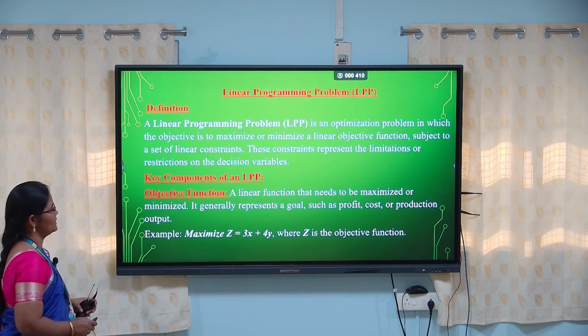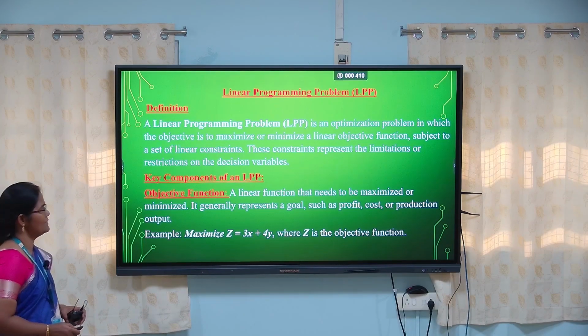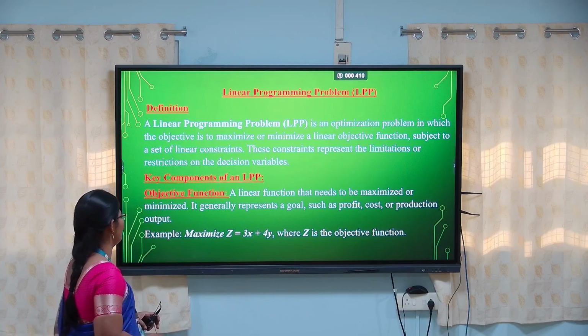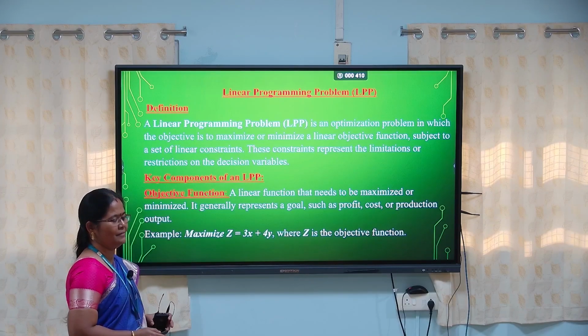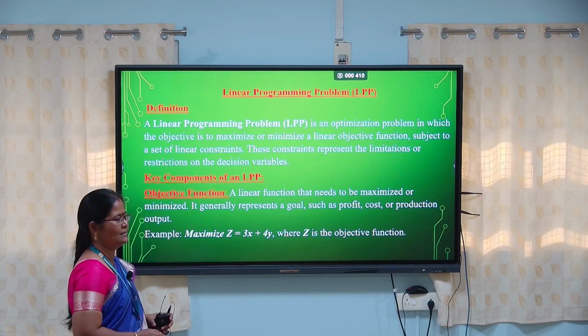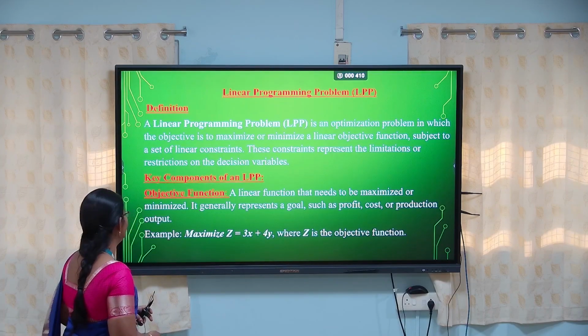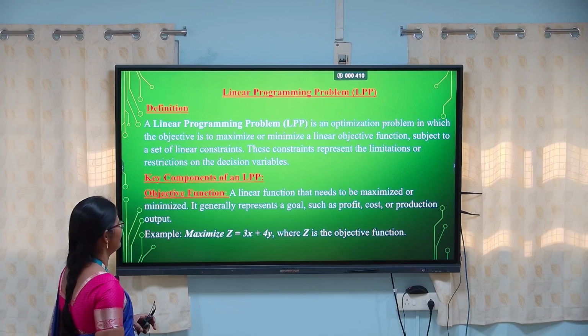linear objective function subject to a set of linear constraints. These constraints represent the limitations or restrictions on the decision variables. And the linear programming problem consists of three sets of equations. One is an objective function, another is the set of all constraints, and the third is the non-negative restrictions. The objective function is a linear function that needs to be maximized or minimized.